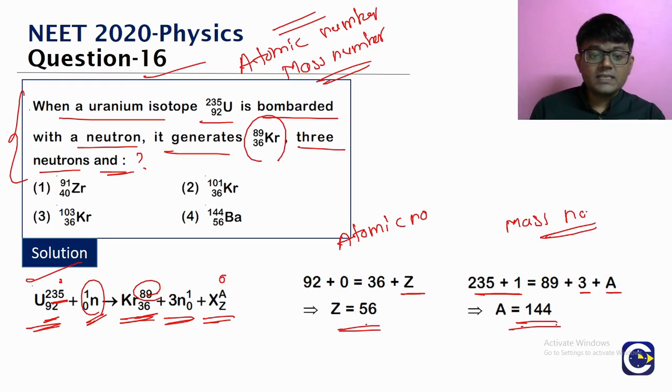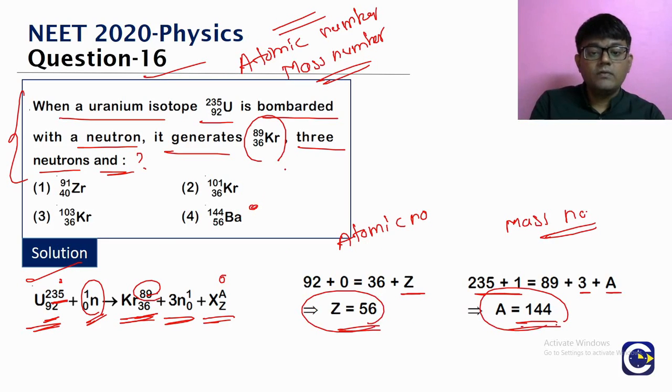144. Now the thing is, in the options, they are even mentioning what that element is, but it doesn't matter. If you don't know what the element is, it is not going to take away the mark from you, because we can answer the questions by just knowing these two numbers. So we'll have to check where our mass number 144 is. It is coming only in one option.